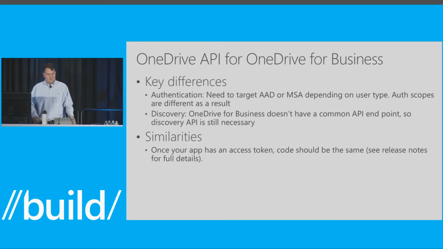The Microsoft Office 365 Unified Endpoint that we have been talking about this week will eventually support this API as well as it gets closer to coming out of preview. And so that will save some of the pain around discovery as well. But the similarity is, once your app has that access token and knows what URL it needs to call, then all of the code should be the same, modulo the differences that we have right now.